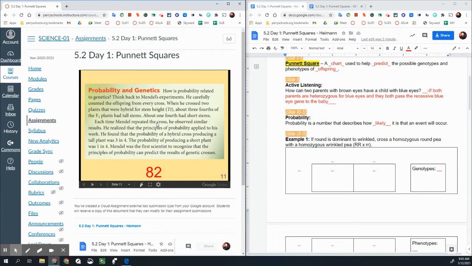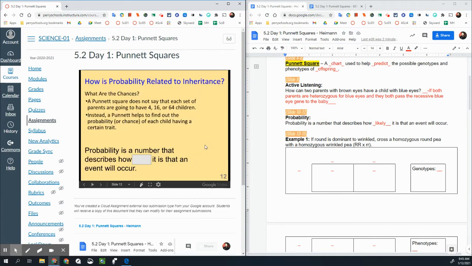Each time Mendel repeated the cross, he observed similar results. He realized that the principles of probability apply to his work. He found that the probability of a hybrid cross producing a tall plant was 3 in 4. The probability of producing a short plant was 1 in 4. Mendel was the first scientist to recognize that the principles of probability can predict the results of genetic crosses.